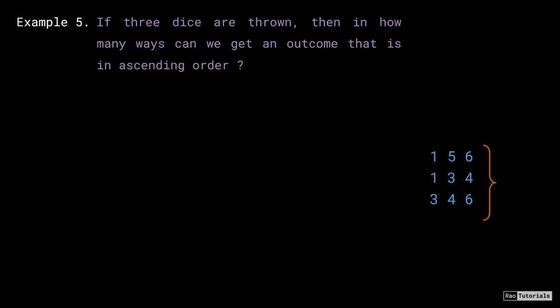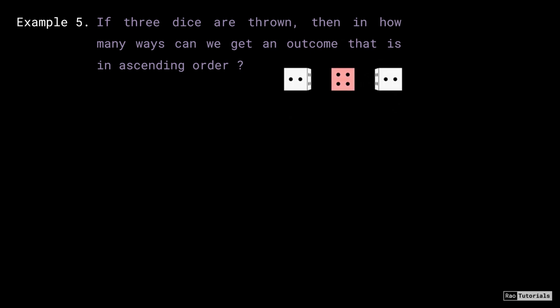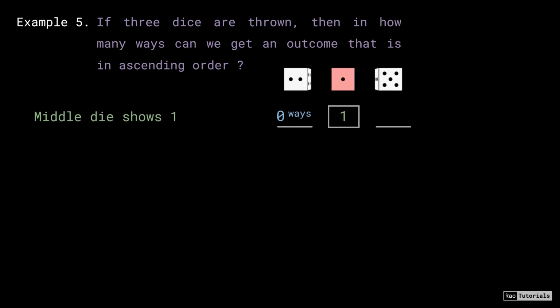And to find such outcomes where the numbers are in ascending order, we need to focus on the outcome of the middle die. The middle die's number is important because both the left and the right die's numbers depend on it. For any given middle die's number, the left die must show less, while the right die must show a greater number. Let us look at all the possibilities for the middle die. If the middle die shows 1, then the left die will have no choice as it can't be any smaller than 1. So we have 0 outcomes with middle die showing 1.